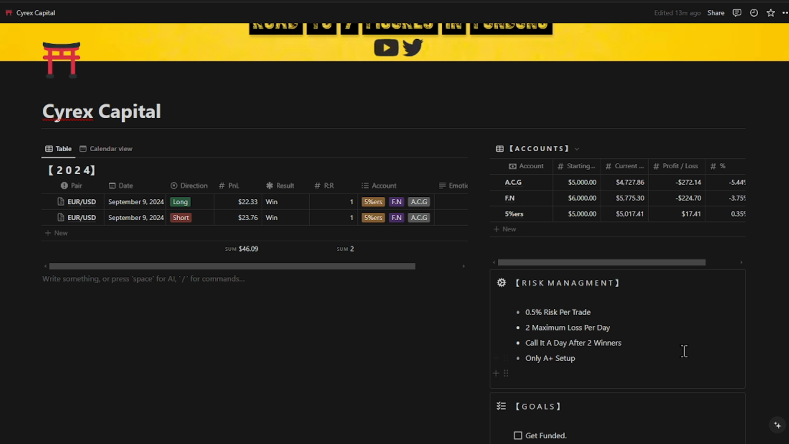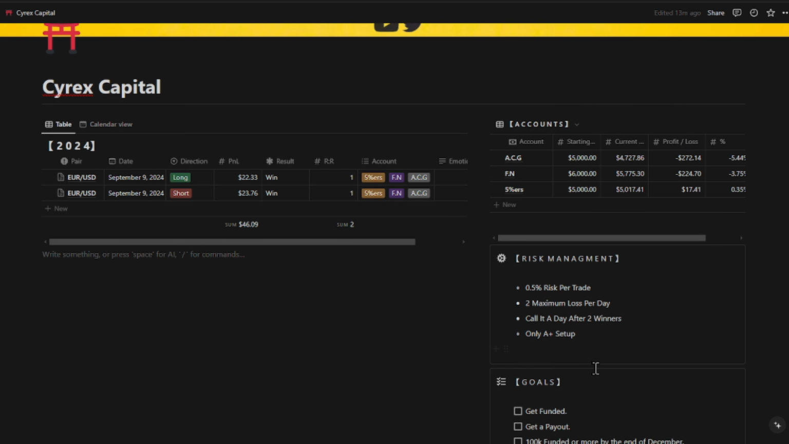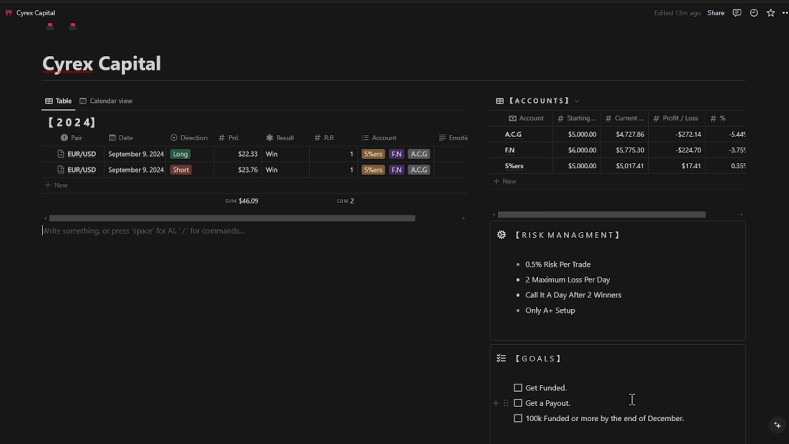This is my risk management parameters. I risk 0.5% per trade off my balance, and I take a maximum of 2 losses per day, after which I call it a day, and also after 2 winners I call it a day. What I only focus on is taking A+ setups. And these are my goals for this year. The first goal is to get funded, the second one is to get a payout, and the third one is to get 100K funded or more by the end of December.